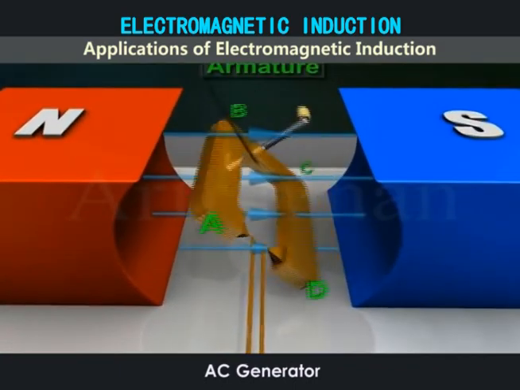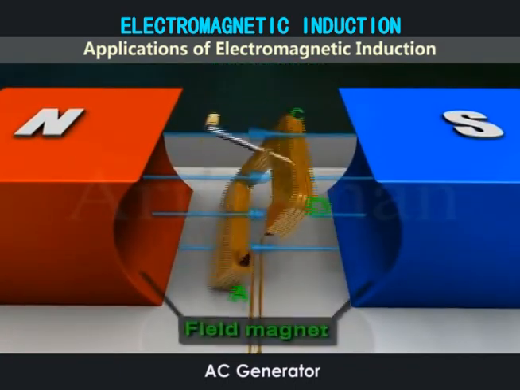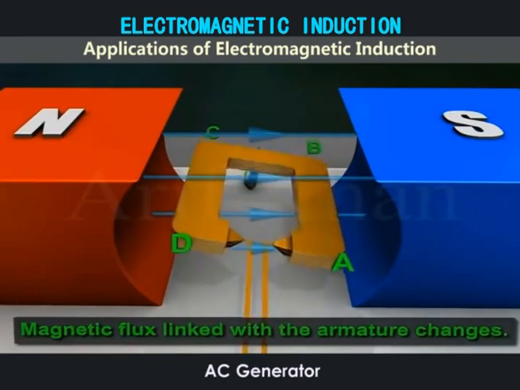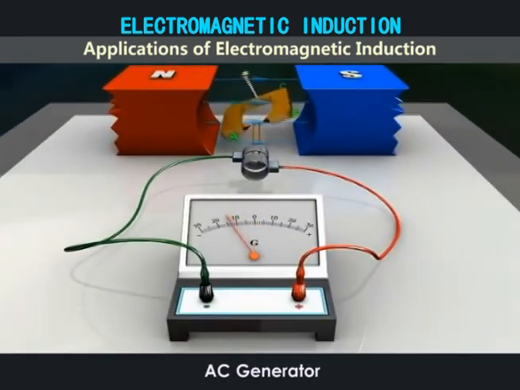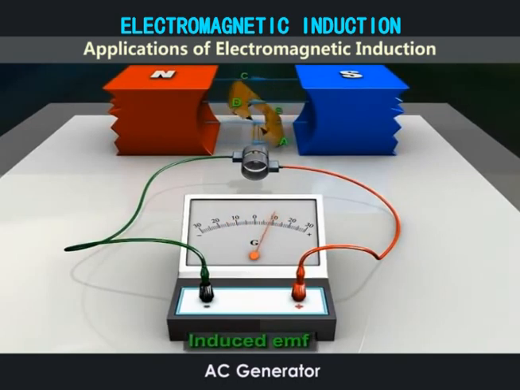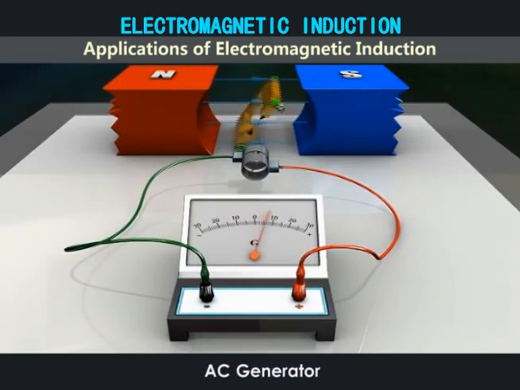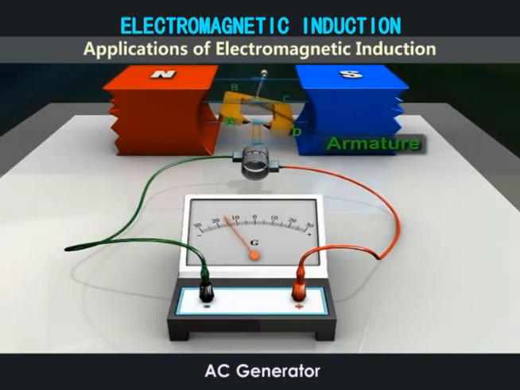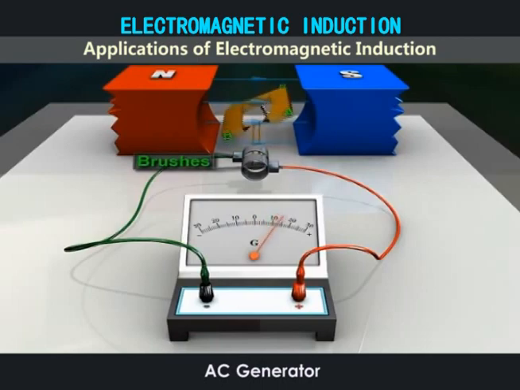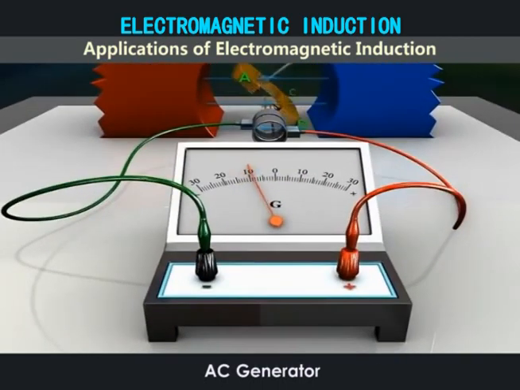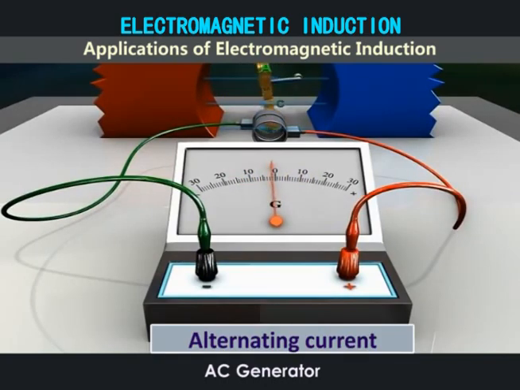When the armature rotates between the poles of the field magnet, the magnetic flux linked with the armature changes continuously. As a result, an EMF is induced in the armature. This in turn produces an electric current through the armature and the galvanometer and the slip rings and the brushes. Note that the galvanometer swings between the negative and positive value. This means that an alternating current is flowing through the galvanometer.